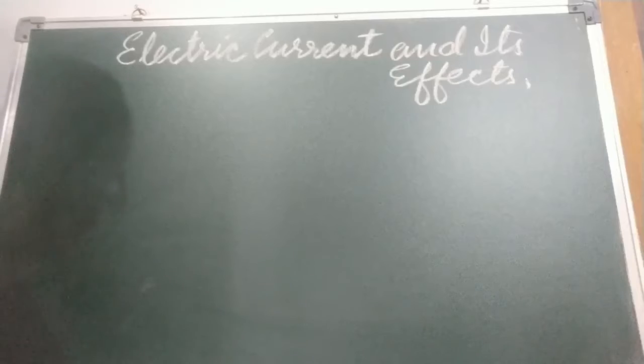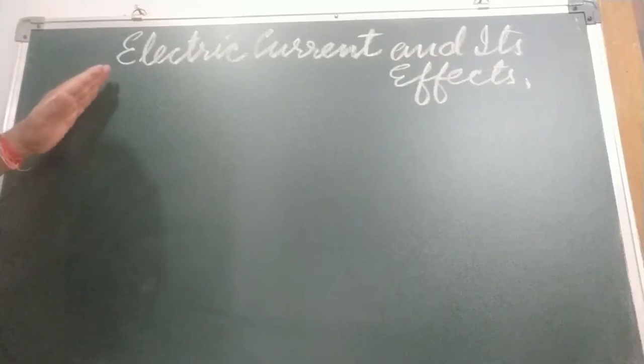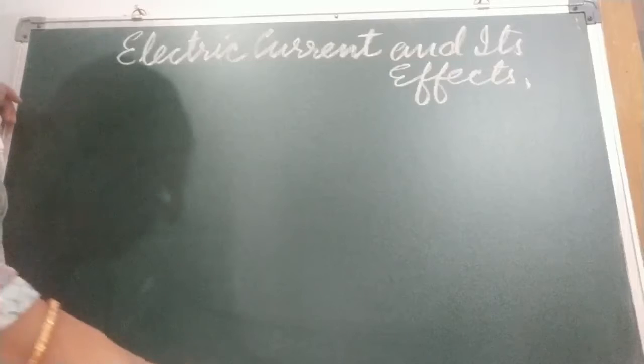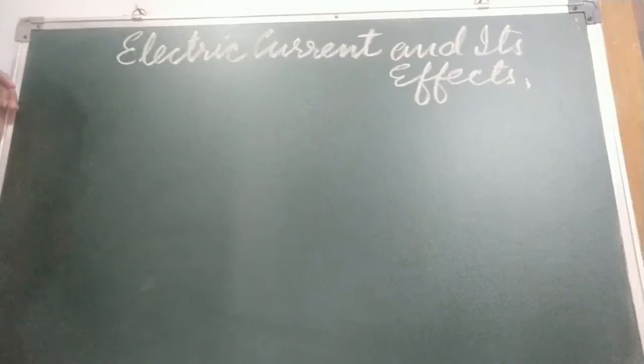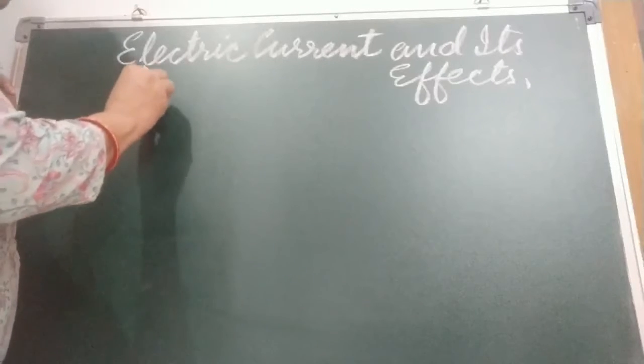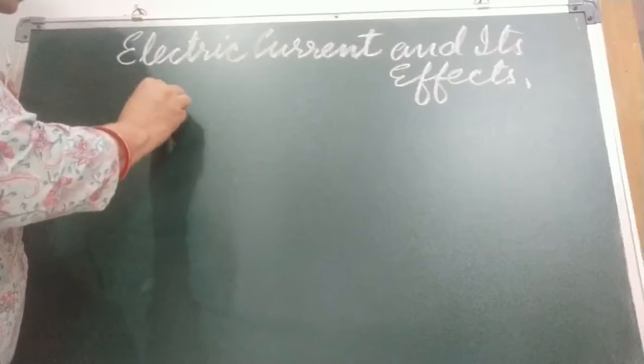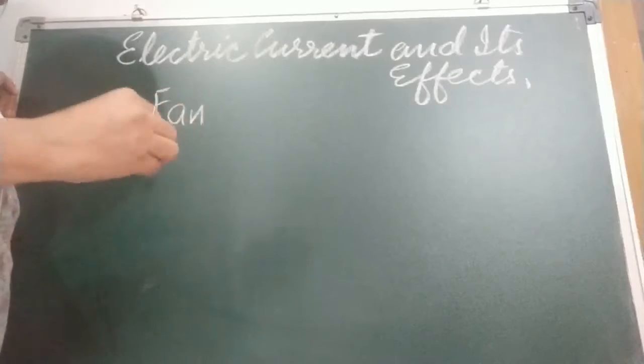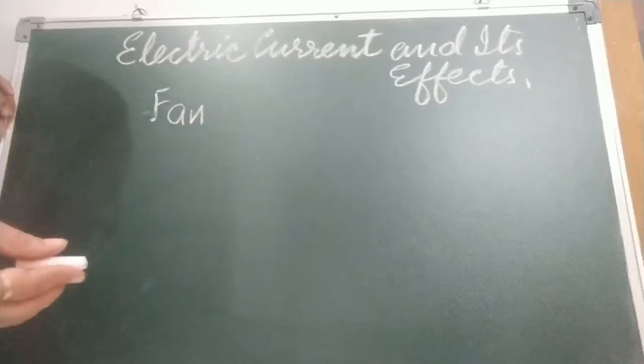Hello children, today we are going to discuss a new topic, electric current and its effects. You have already learnt about electric current last year. You know so many devices run by electric current, like a fan. First example is fan. When we switch it on, this fan starts moving.